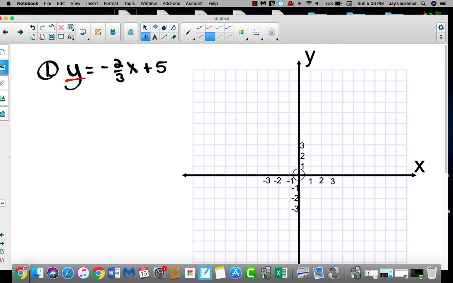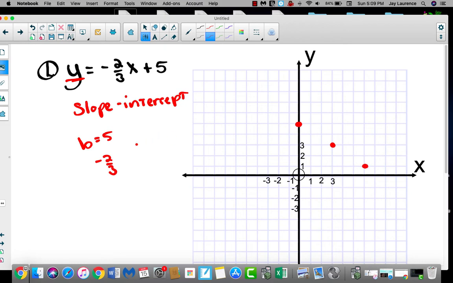Since y is already alone, I know I'm in what's called slope-intercept form, which means I know the slope and I know the y-intercept. So my y-intercept is 5, and I want to put that on the graph right away. Notice I put it on the y-axis, not over here. This is not the y-intercept, no way. It's got to be on the y-axis. And then my slope is negative 2/3. So from this point, the y-intercept, I'm going to rise negative 2 and run 1, 2, 3. There we go. I'll do it again. 1, 2, 1, 2, 3.